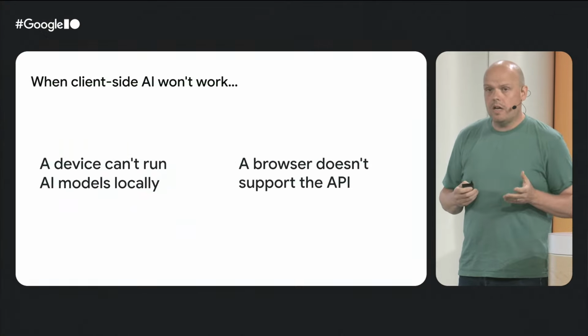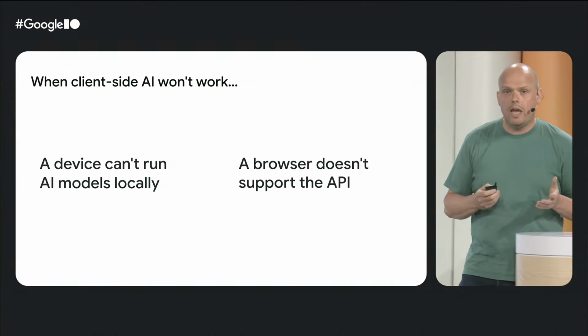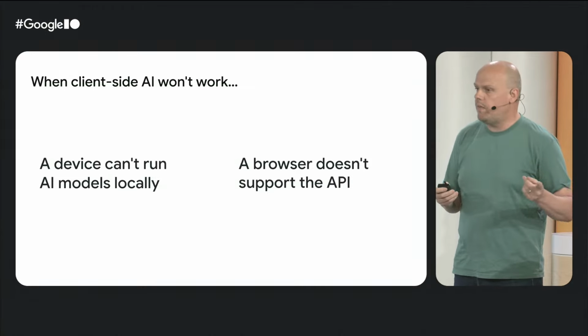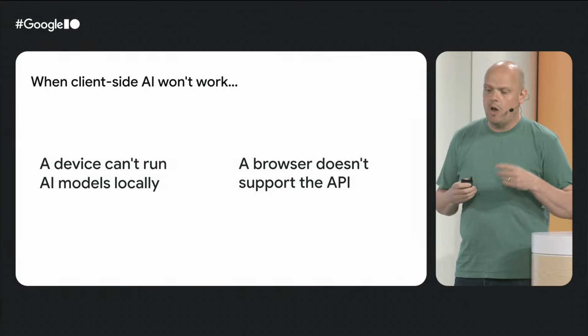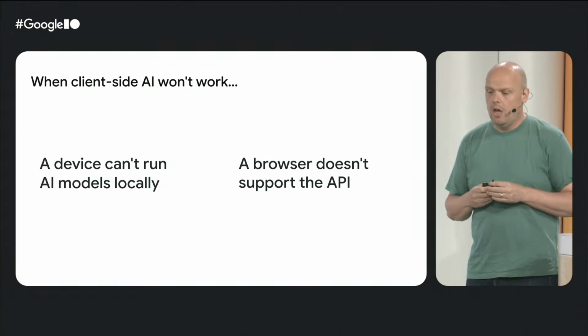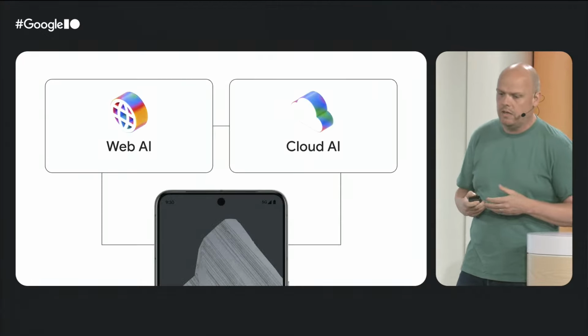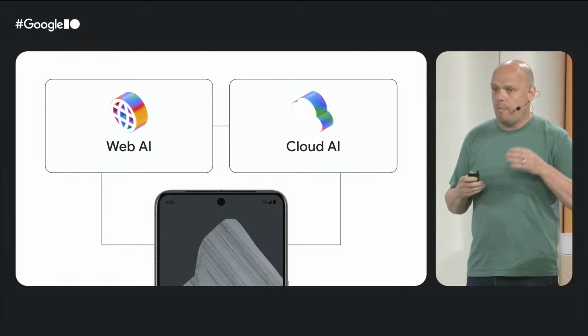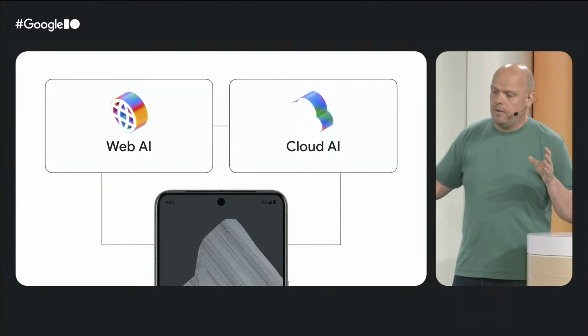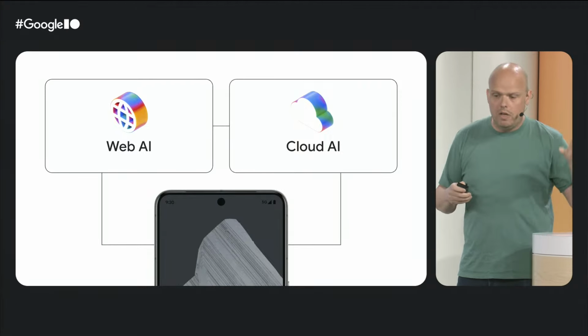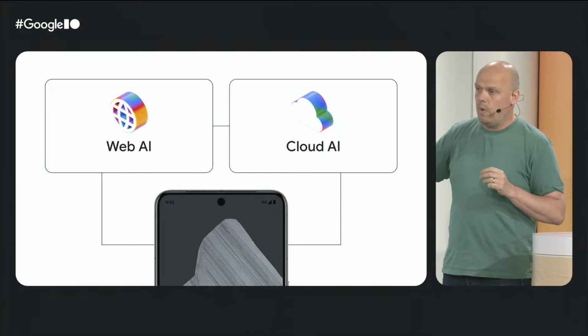So there are going to be times when client-side AI just doesn't work for you. Not all devices can run models locally because they're not powerful enough or they don't have enough storage, or even, in a lot of cases, the browser just doesn't support the APIs that we're working on. So we need this hybrid approach of pairing web AI and cloud together that allows the same model to run on device and, when not capable, will fall back to the cloud AI, while ensuring a very consistent and the same response from both sides.